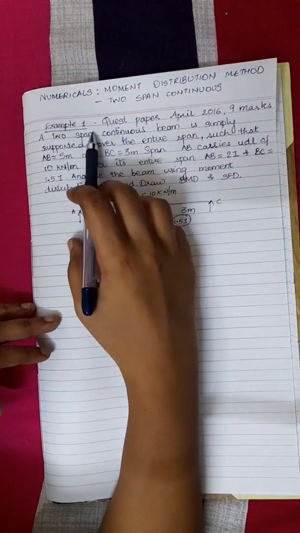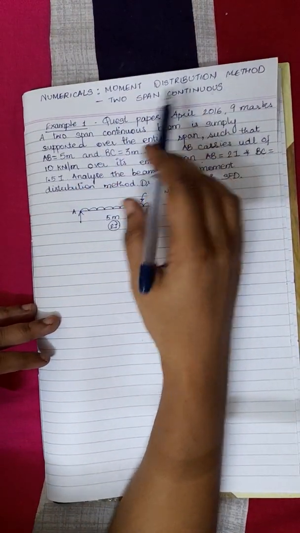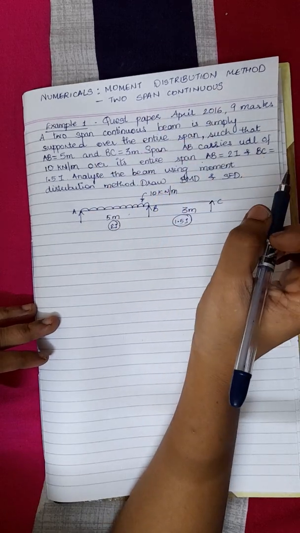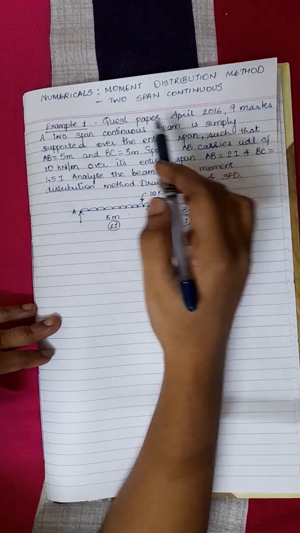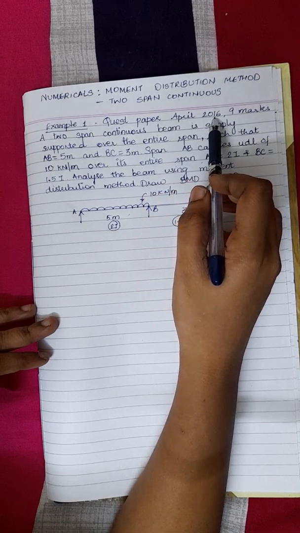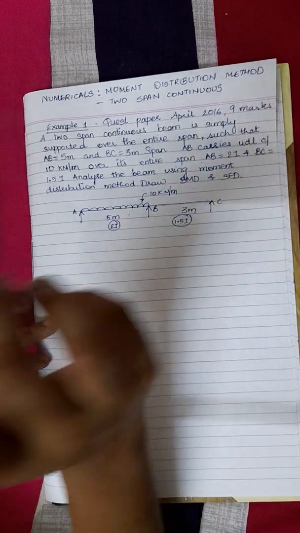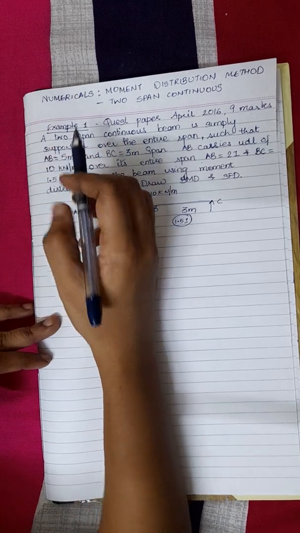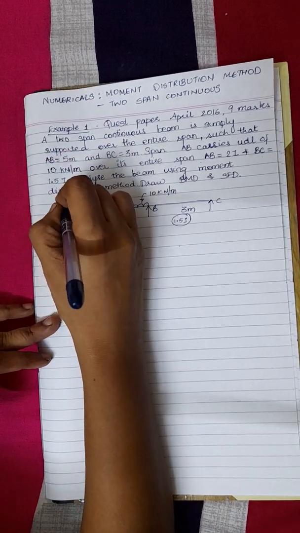This is the first numerical in the moment distribution method. We have considered a two span continuous beam as the first numerical. This question had appeared in the April 2016 question paper for 9 marks. Let us start solving this.